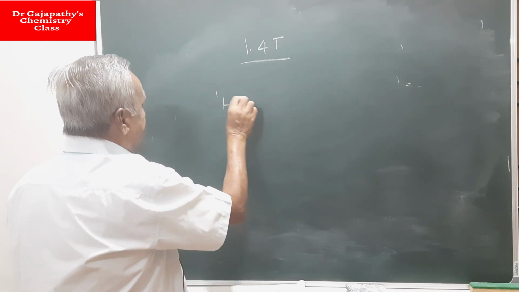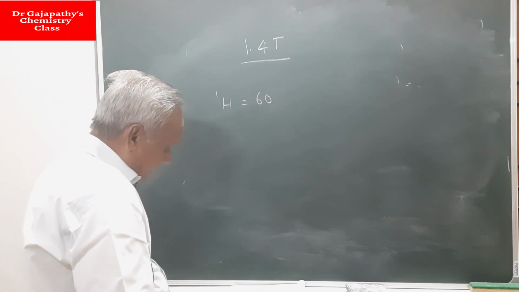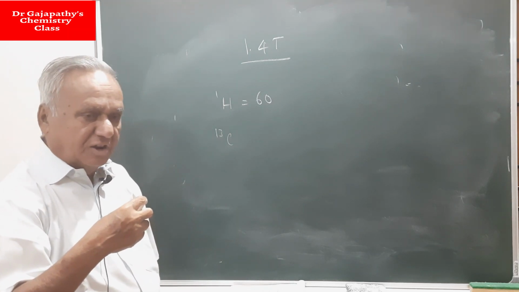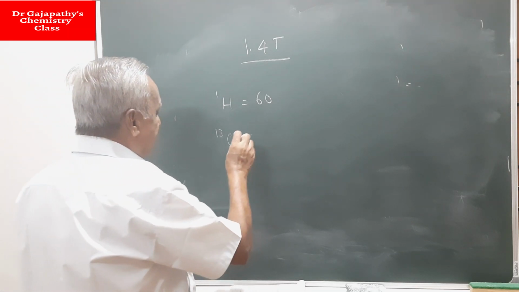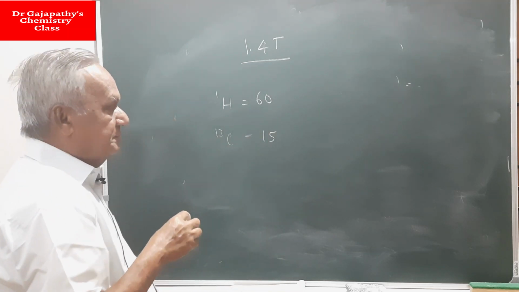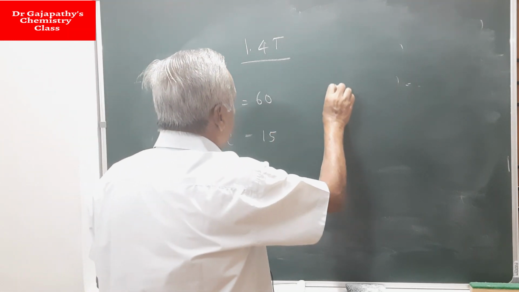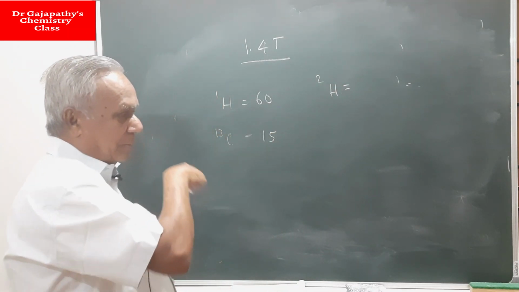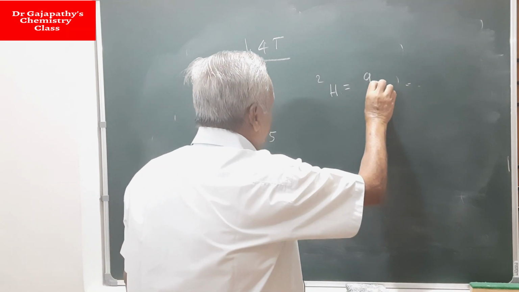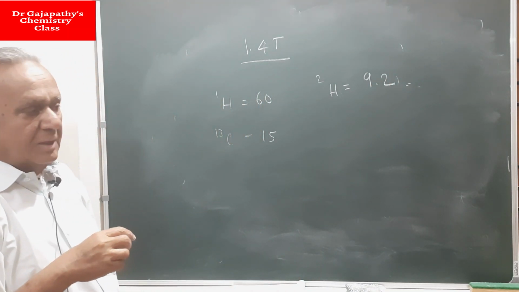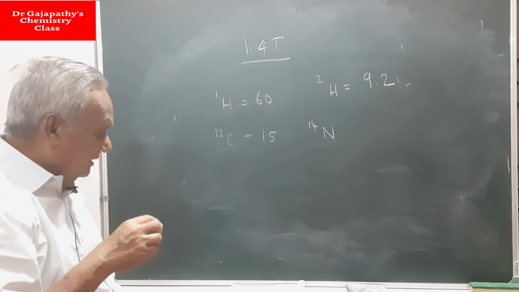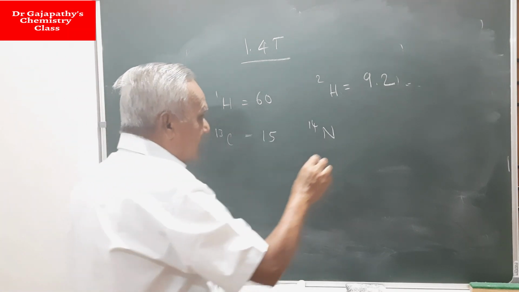Proton will be 60 megahertz. C13 has a spin of half. Abundance is very less, but it has got a spin of half. So the precessional frequency of C13 is only 15. For deuterium, one proton and one neutron, the precessional frequency is 9.2. N14 is also NMR active. It has got a spin of 1, and the precessional frequency of N14 is just 4.3.